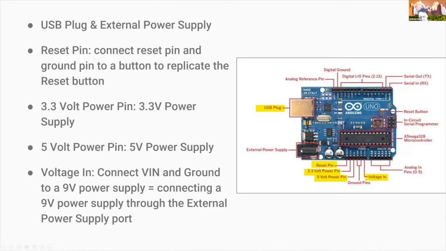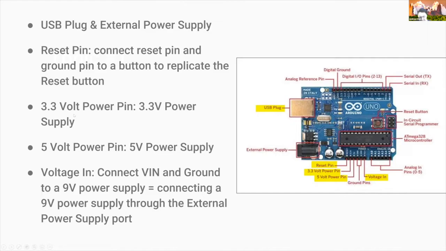Right. Here's a reset pin. It's basically a duplicate for the reset button. The reset button is over here. It's not highlighted. The reset button essentially turns the board on and off, and the reset pin would do the same. So if you connect the reset pin and a ground pin to a button, right? So here's a reset pin. Here are two of the ground pins, and you connect a button over here. It would essentially duplicate the function of the reset button.